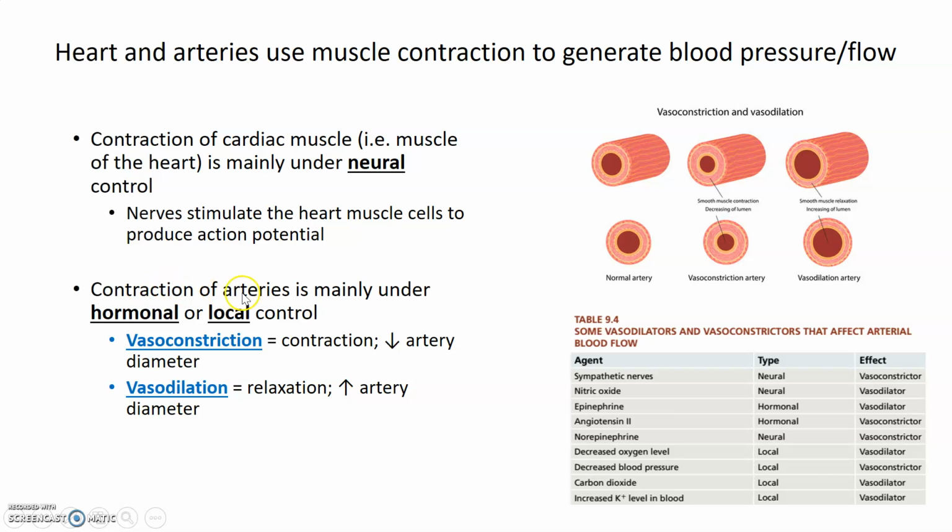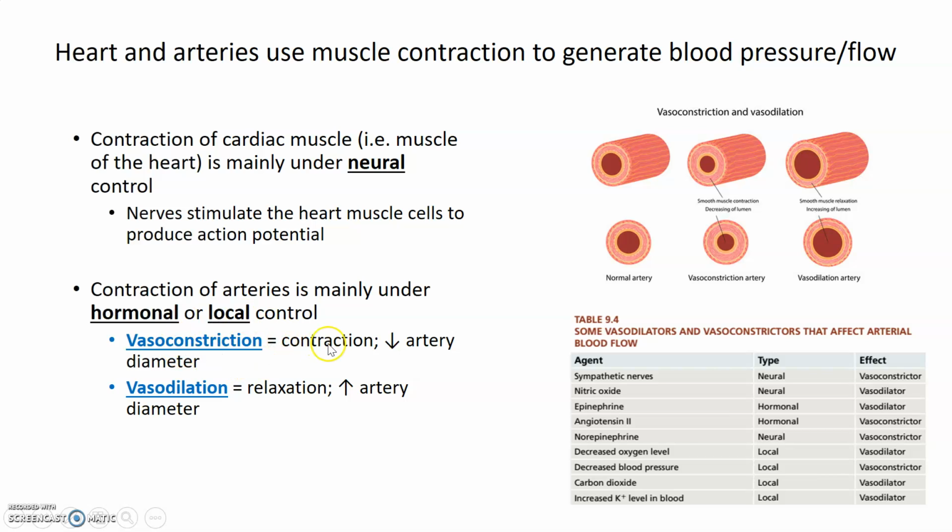Arteries can also use muscle contraction to generate blood pressure and flow, but in the case of arteries, most of the control of contraction of the smooth muscle that makes up the walls of these arteries is actually controlled by hormones or other local conditions. You can see some of the conditions, either hormones in the case of epinephrine and norepinephrine, or some kind of local controls like changing oxygen levels that control what happens to muscle contraction in the arteries.